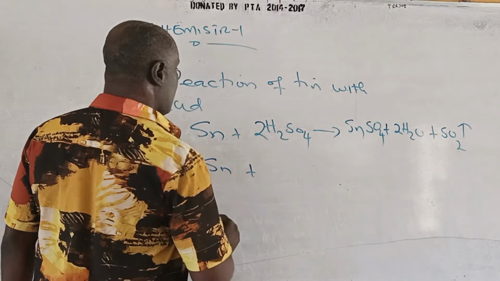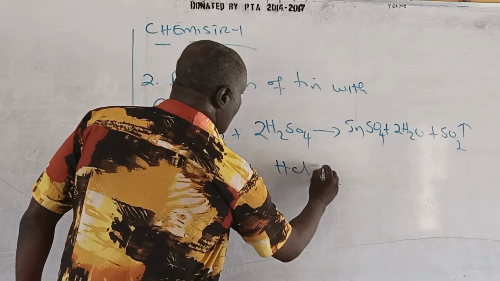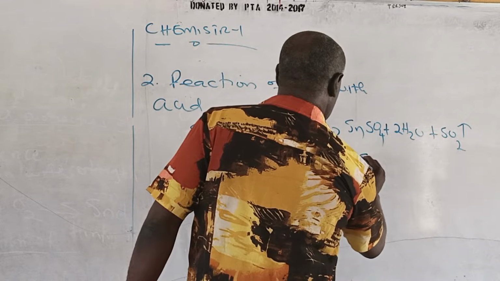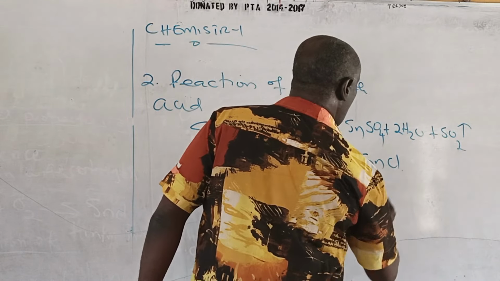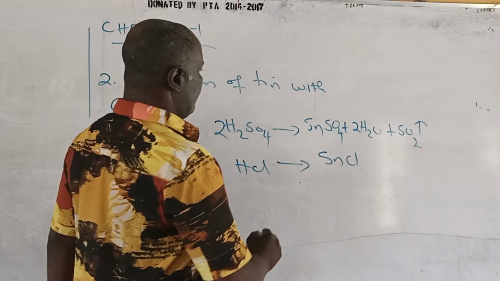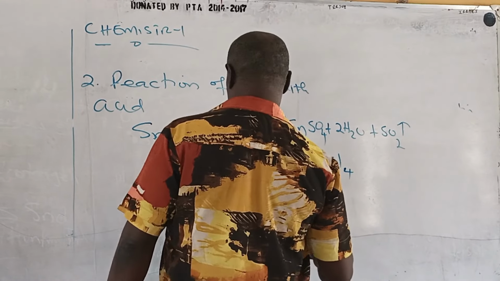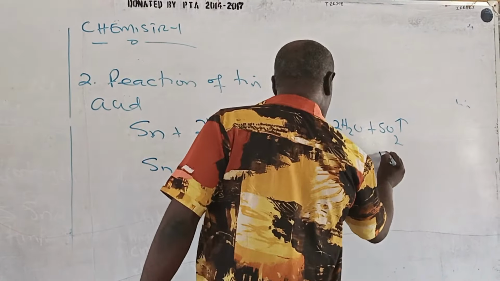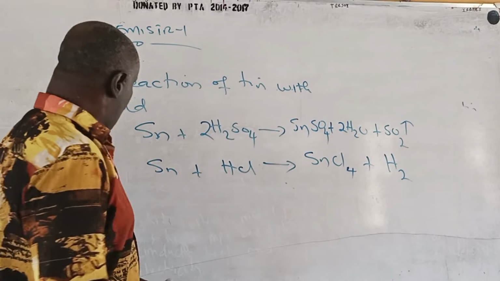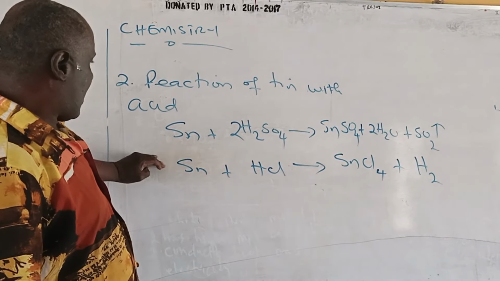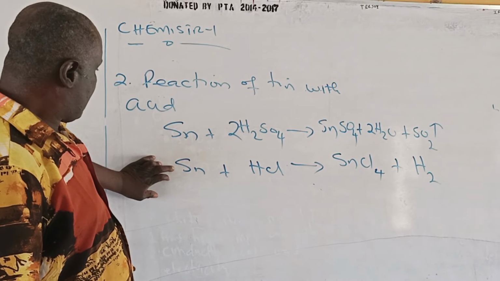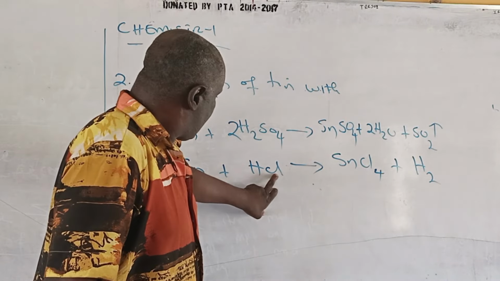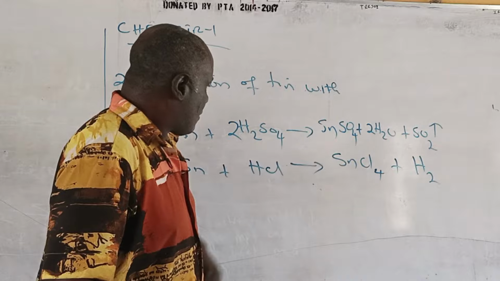Tin plus HCl produces tin chloride plus hydrogen. Can we balance the equation? Looking at the left hand side, we have 1 atom of tin. Then on the right hand side, 1 atom. Then chlorine here is 1 and is 4 here.